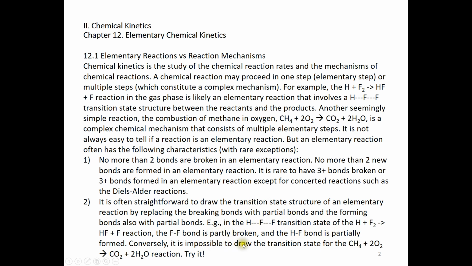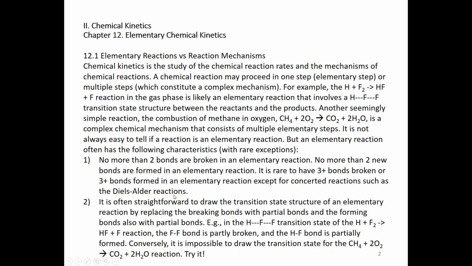Conversely, it's impossible to draw the transition state for a reaction like the combustion of methane. You can try it, but if there were a transition state, you would have to have, for example, four partial bonds between the carbon and four hydrogen atoms, and some partial bonds over here. In the end, you need partial bonds between carbon and oxygen, and also some partial bonds between oxygen and hydrogen. I don't think it's possible to draw any transition state structure for this reaction. Therefore, this reaction must be a complex mechanism.